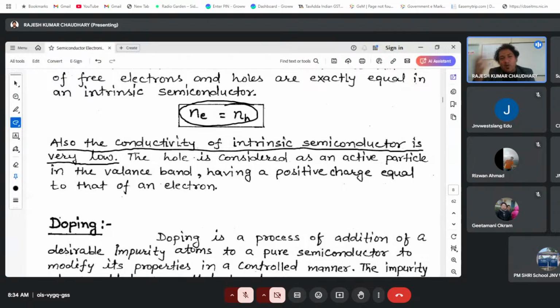So again, one more question they can ask you. I hope you have understood why intrinsic semiconductor is not that useful. Because it has less conductivity, the number of holes is equal to the number of electrons, and it has a little bit more energy band gap.